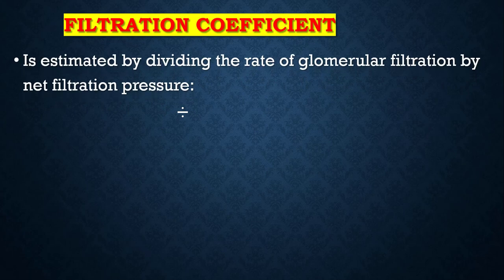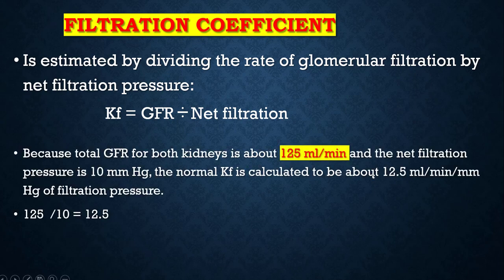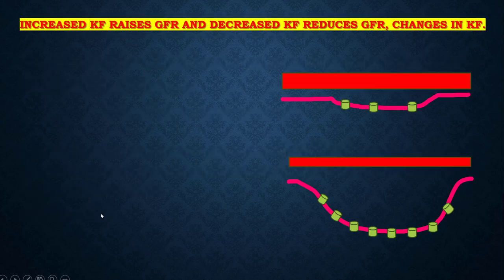Filtration coefficient is estimated by dividing the rate of glomerular filtration by net filtration pressure. Filtration coefficient equals glomerular filtration rate divided by the net filtration pressure. Because the total GFR for both kidneys is about 125 ml per minute and the net filtration pressure is 10 millimeters of mercury, the normal filtration coefficient is calculated to be about 12.5 milliliters per minute per millimeter of mercury of filtration pressure. So if we divide 125 by 10, it comes to 12.5.